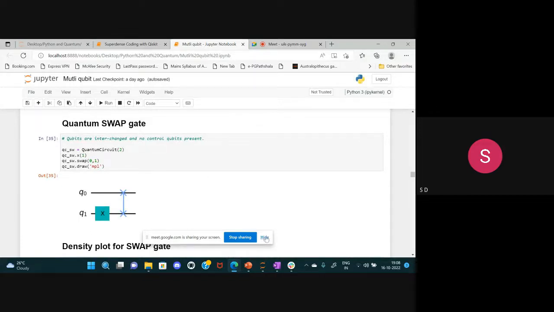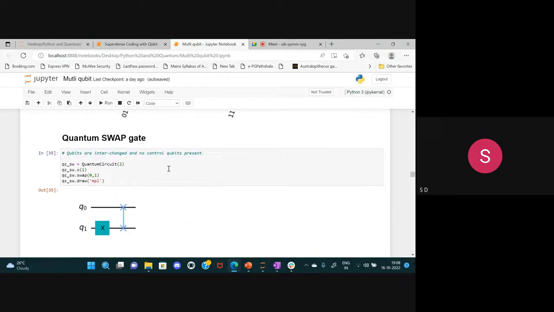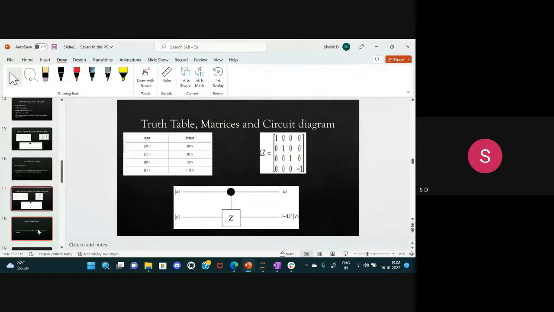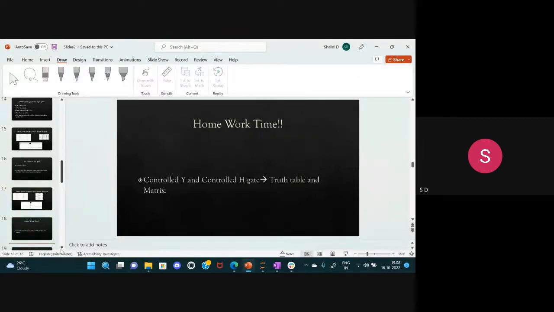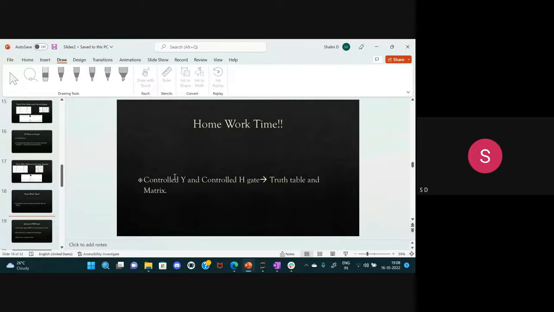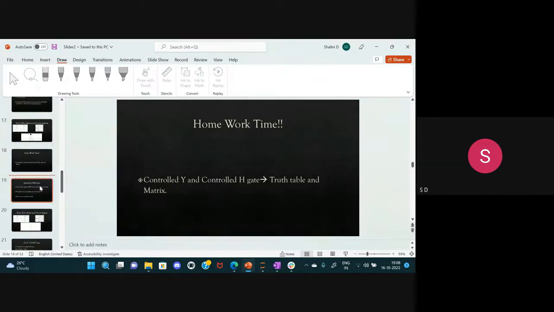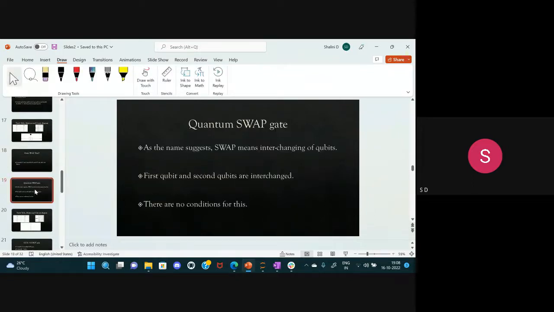We have a lot of things to cover today, so let's do the calculations side by side. So we have something called the swap gate. Before that, the controlled Y gate and controlled H gate are homework. They are easy, just try them out from your side. Nothing special has to be done there. Next is the quantum swap gate.